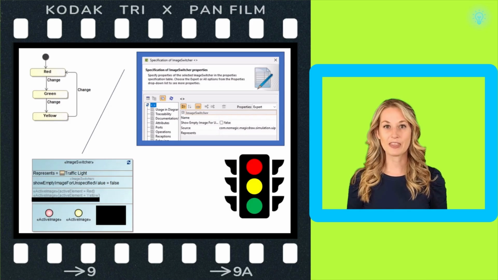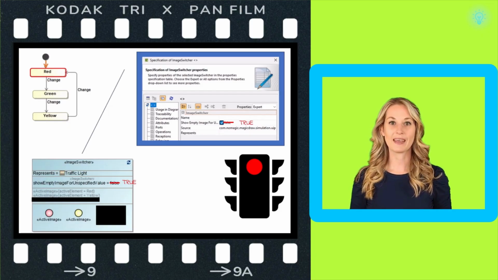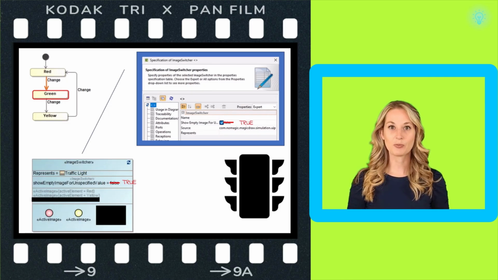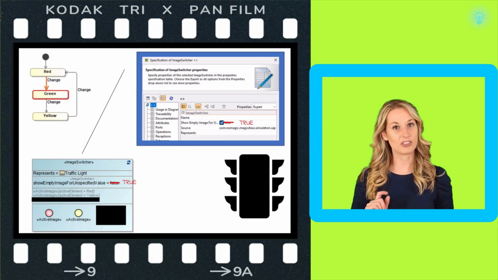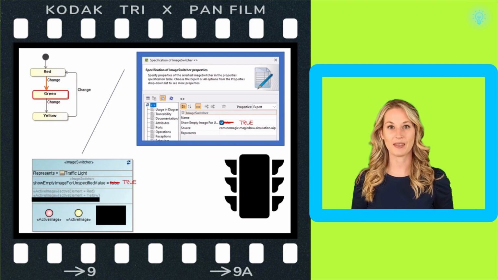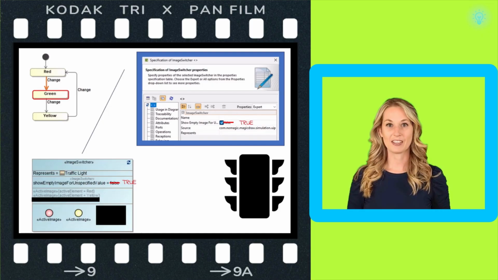However, if you set the value to true, and I still have not added an active image for the green state, when we start the state machine, the light will be red. And then when it changes to the green state, this time, no image will be present. So that's what the show empty image for unspecified value attribute does. If it's false, the last image will be displayed until it reaches a new valid active image. If true, it will not display an image if there is no valid active image.